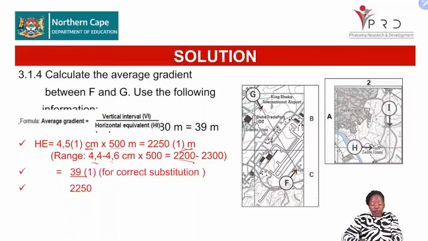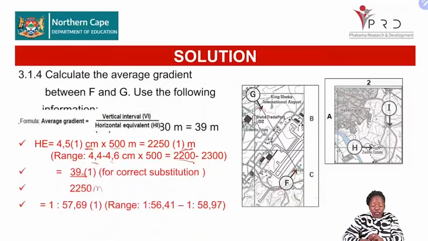Then the next step is for you to make a correct substitution. The vertical interval, you were already given that it is 39 meters, over your horizontal equivalent, which we have calculated as 2,250 meters. For that correct substitution, even if your answers were wrong, if you substitute those wrong answers in correctly, you will be awarded marks. So 39 meters for the vertical interval over 2,250 for the horizontal equivalent, which is your distance.